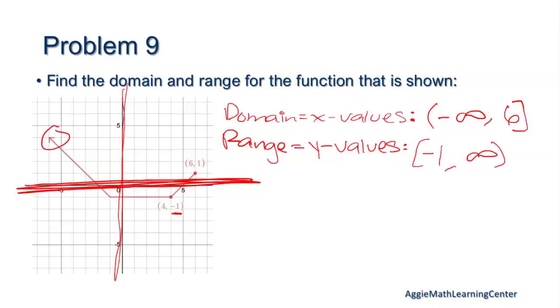Awesome. Okay, questions about domain and range looking at a graph? If it's not filled in, you write it as a soft parenthesis then? Yes, because it just doesn't include it. It goes up to that point, but it doesn't include that point. Right. Good, awesome.